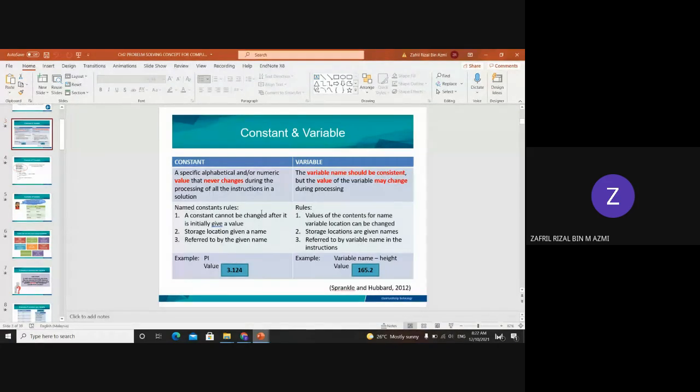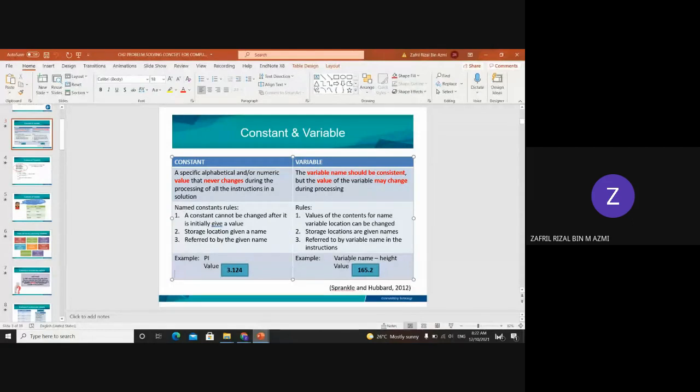Do you understand what I mean? In this case, for example, the pi value. Anywhere you go, the pi value is always 3.124 something. So this is a perfect variable that you can declare as a constant because the value cannot be changed. This is an example.